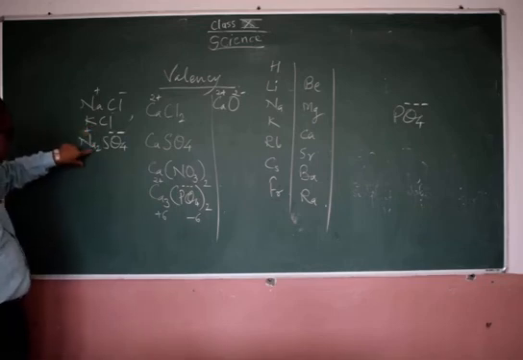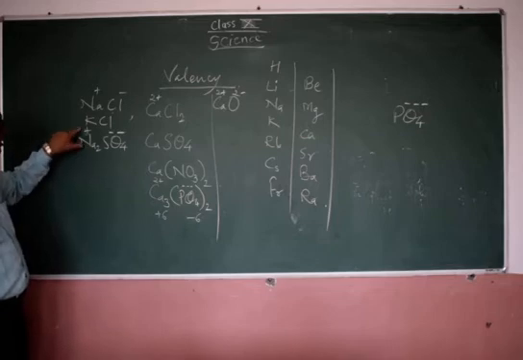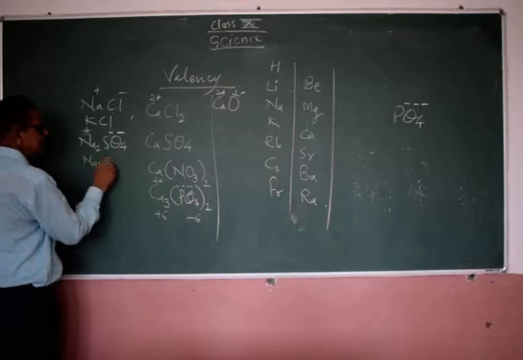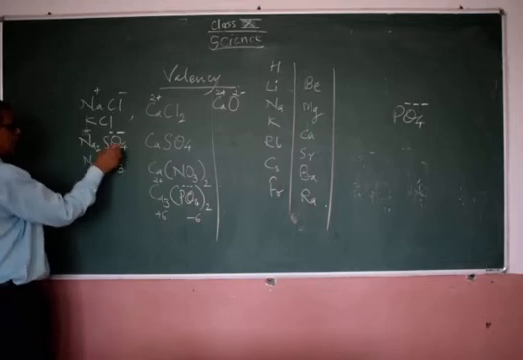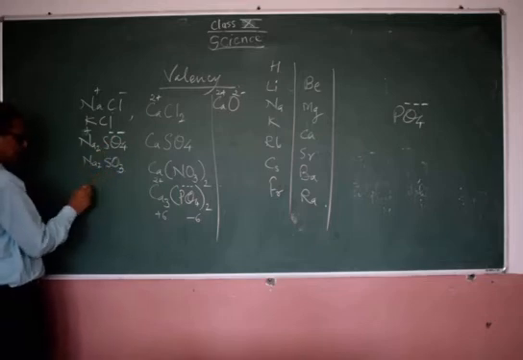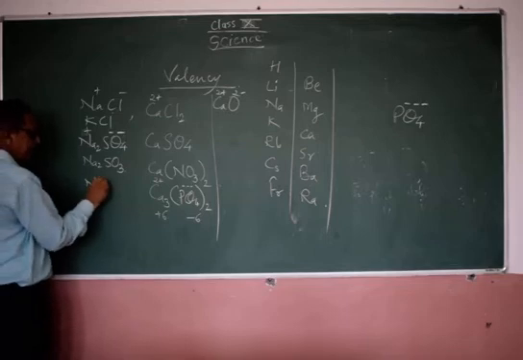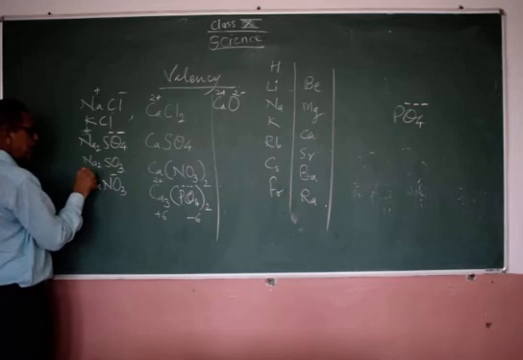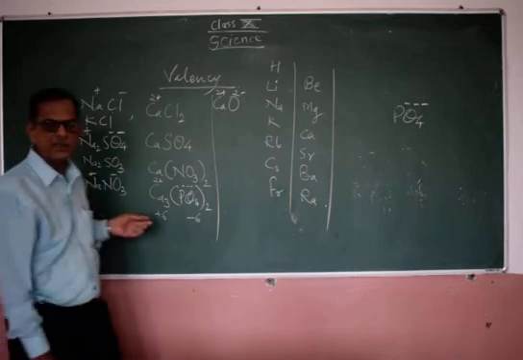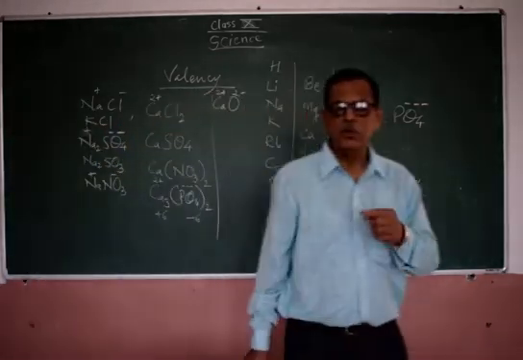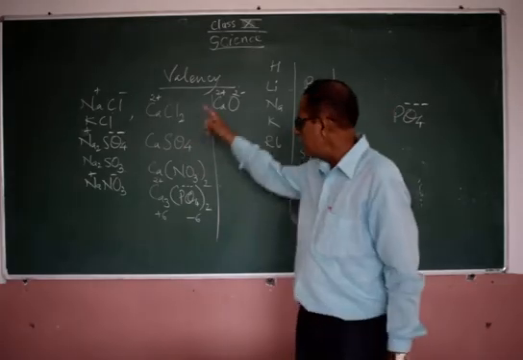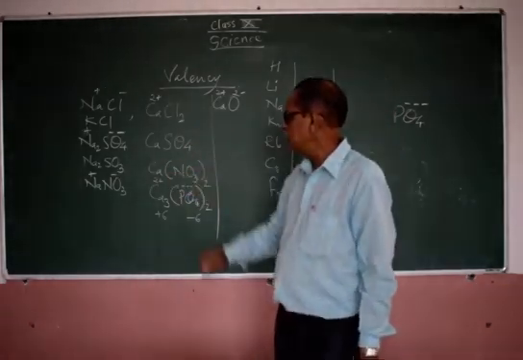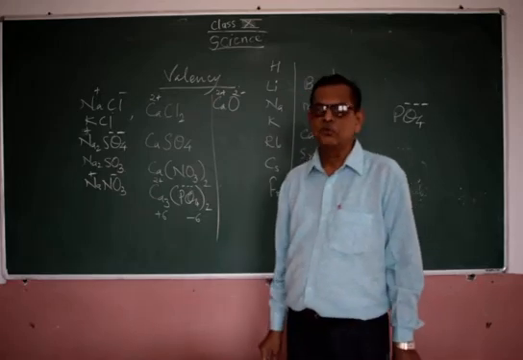As there are 2 Na atoms, therefore 2 positive charges. Sodium sulfide, Na2S. This is sodium sulfate, this is sodium sulfide. Sodium nitrate, NaNO3: NO3 has one negative charge, and sodium has only one positive charge. And in this way we can write the chemical formula.